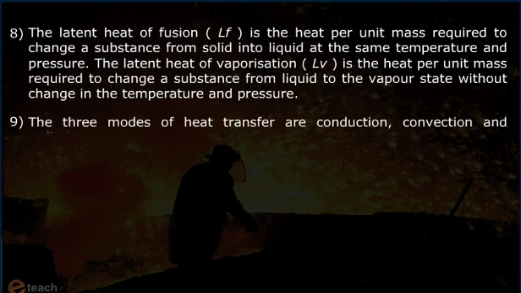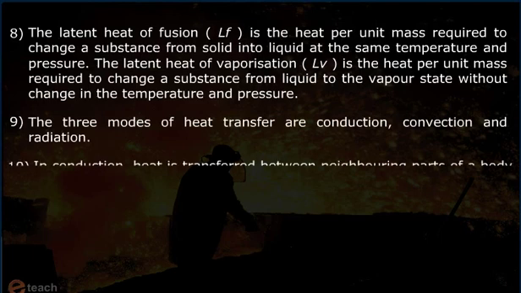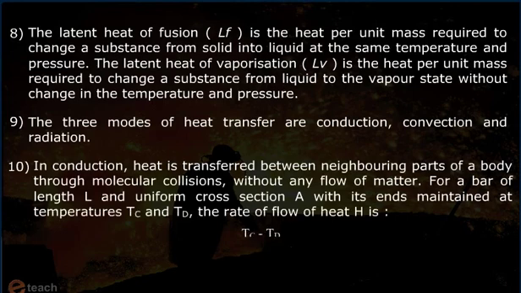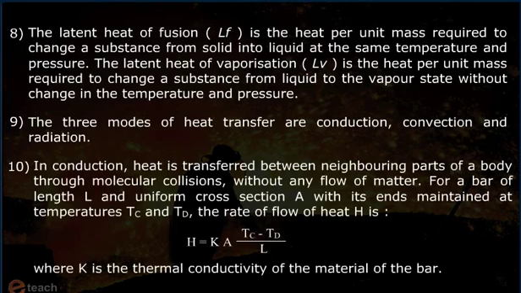Ninth, the three modes of heat transfer are conduction, convection, and radiation. Tenth, in conduction, heat is transferred between neighboring parts of a body through molecular collisions without any flow of matter. For a bar of length L and uniform cross-section A with its ends maintained at temperatures Tc and Td, the rate of flow of heat H is H = KA(Tc - Td)/L, where K is the thermal conductivity of the material of the bar.